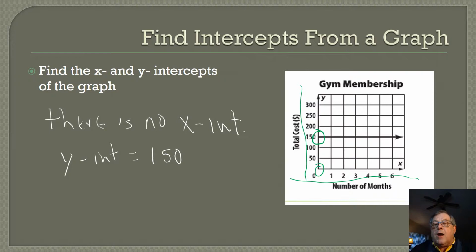Now, if I look at this graph and try to get some meaning from it, what it's telling me is that regardless of the number of months, each month the gym membership costs $150, and it does not change. Okay, well, let's look at another, and here we may be able to find both an x and a y intercept.